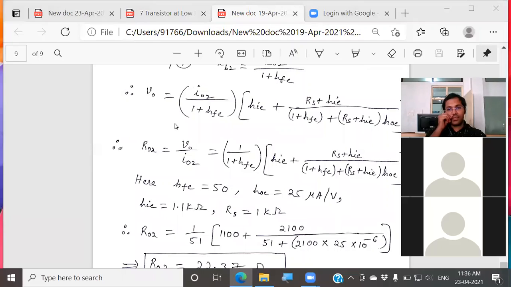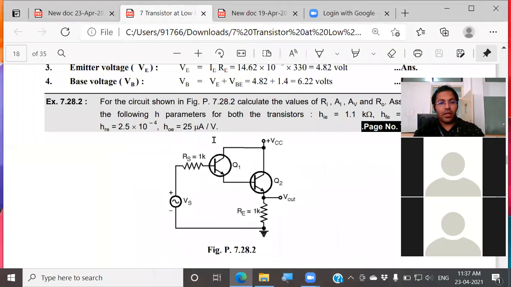So these are the features of your Darlington pair: high input resistance, high current gain, unity voltage gain. What do you mean by unity voltage gain? Voltage gain nearly equal to 1. And low output resistance. So these are the features of your Darlington pair. Now let us go to the next problem.